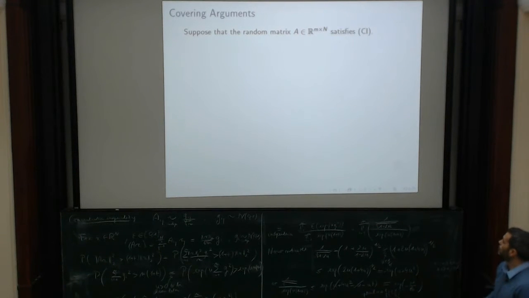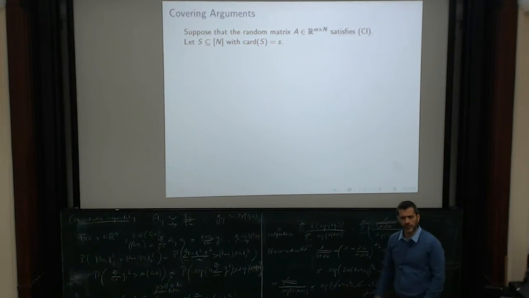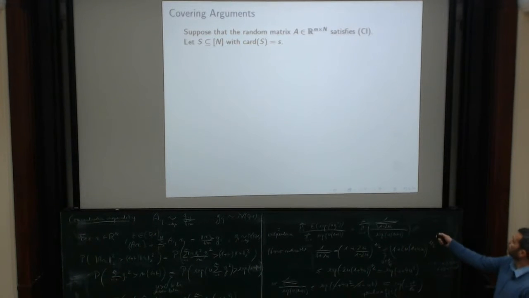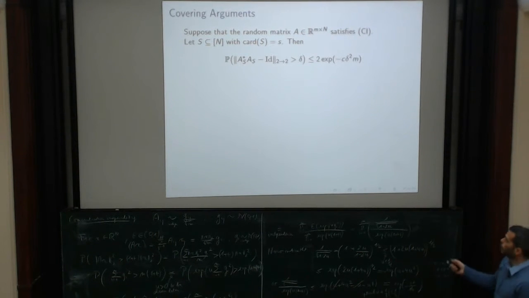So you take again a random matrix that satisfies the concentration inequality, for example a Gaussian random matrix, and fix a support set S for now. So we fix a support set of cardinality s. We're going to prove that the probability that the operator norm from L2 to L2 of A_S transpose times A_S minus the identity is larger than some delta is smaller than 2 exponential of minus a constant times delta squared times m, with the proviso that m should be larger than s times a constant and then a scaling in 1 over delta squared.